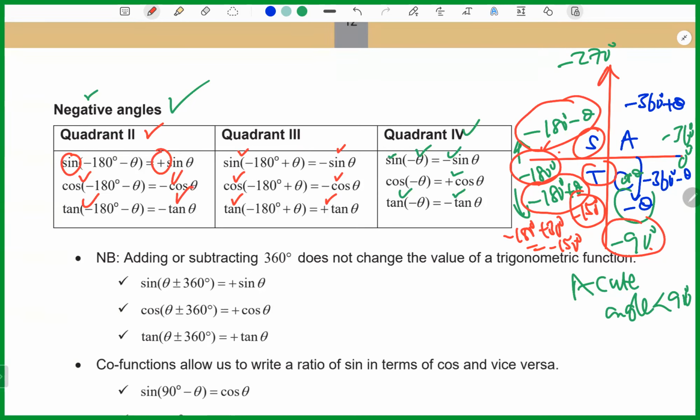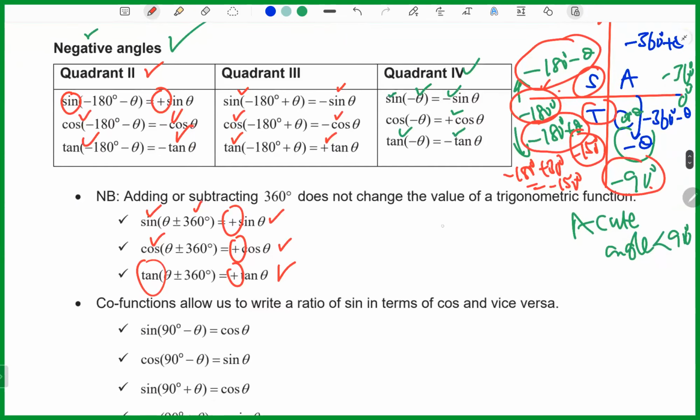And now adding or subtracting 360 degrees does not change the value of a trigonometric function. For example, if you have the sine of theta and you add 360 or you subtract 360, the sign does not change. Cosine of theta, you add 360, subtract 360, it's still plus cosine. Theta plus or minus 360, the tan remains plus.